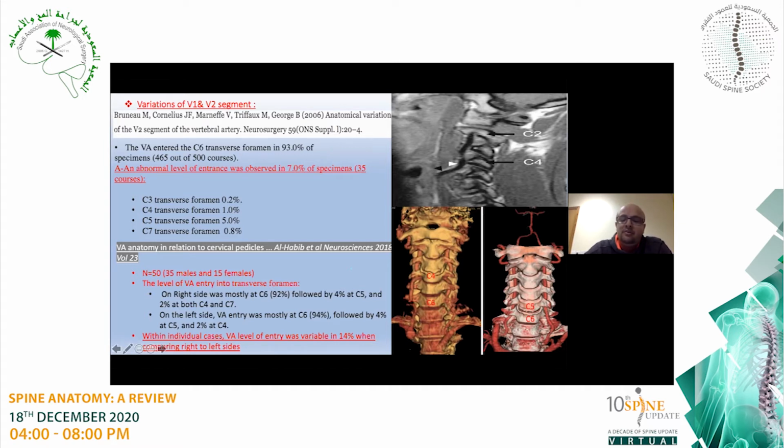And as I'm going to describe later, this segment can form a loop, or it can be tortuous medially. And this is another patient where the vertebral artery enters the transverse foramen of C5 on the left side and C6 on the right side. And the incidence of this variation is 14%, which is quite common.